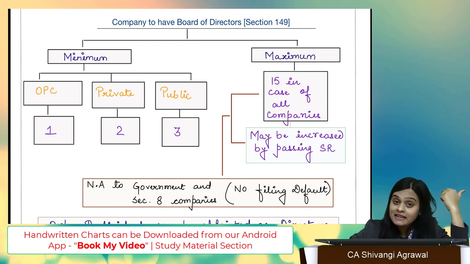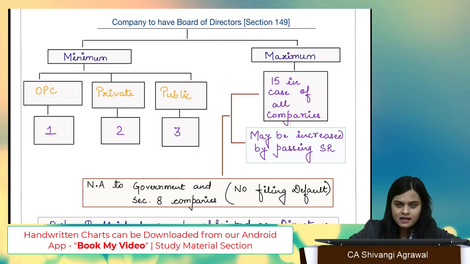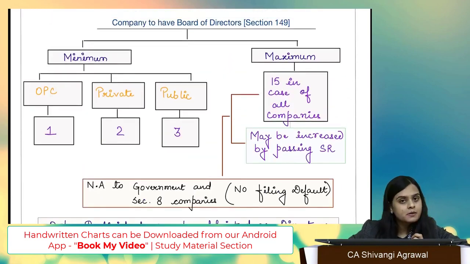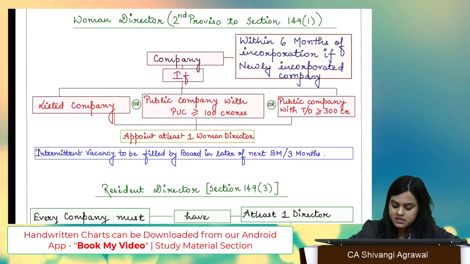This 15 can be increased. That means a company may have even 20 directors provided it passes a special resolution in this regard. So by passing SR, the maximum number of directors can be increased by any company, right? This particular requirement does not apply to a Section 8 company as well as a government company. That means if a Section 8 company wants to have 20 directors, it can have without even passing a special resolution. So minimum 1, 2 and 3, maximum 15, which can be increased.